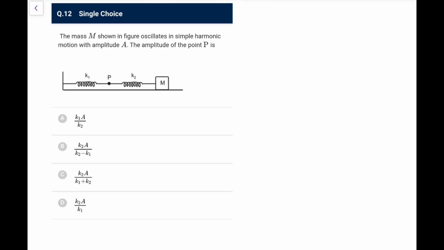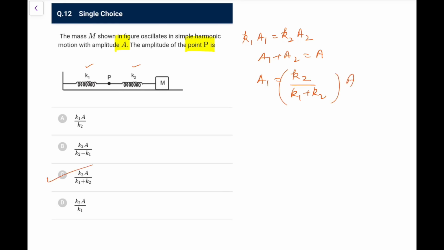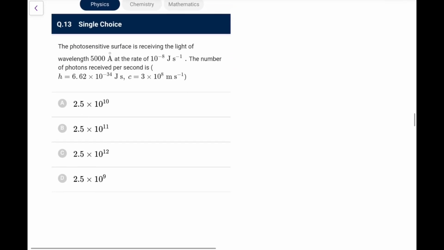The mass m shown in figure oscillates in SHM with amplitude A. The amplitude of the point P is, again, a question that has been asked in JEE itself. Let's say this amplitude is A1 and this amplitude is A2. So K1 A1 equals K2 A2 because they are in series, and A1 plus A2 equals A. Going by the logic, the amplitude of the point P, that is A1, will be K2 upon K1 plus K2 into A. So it comes out as option C1.